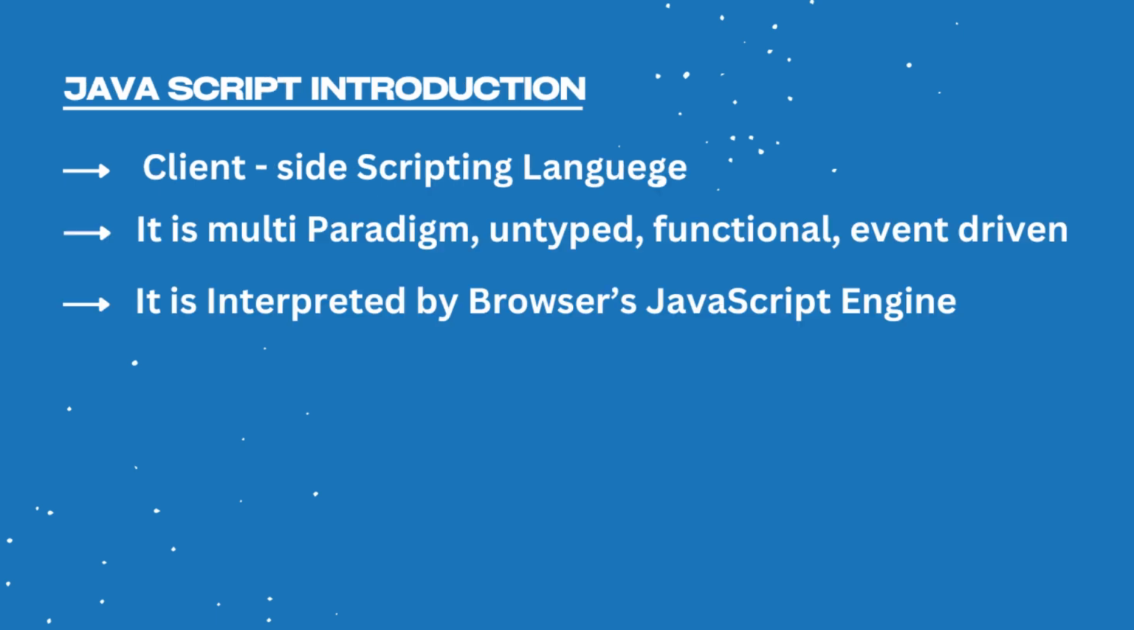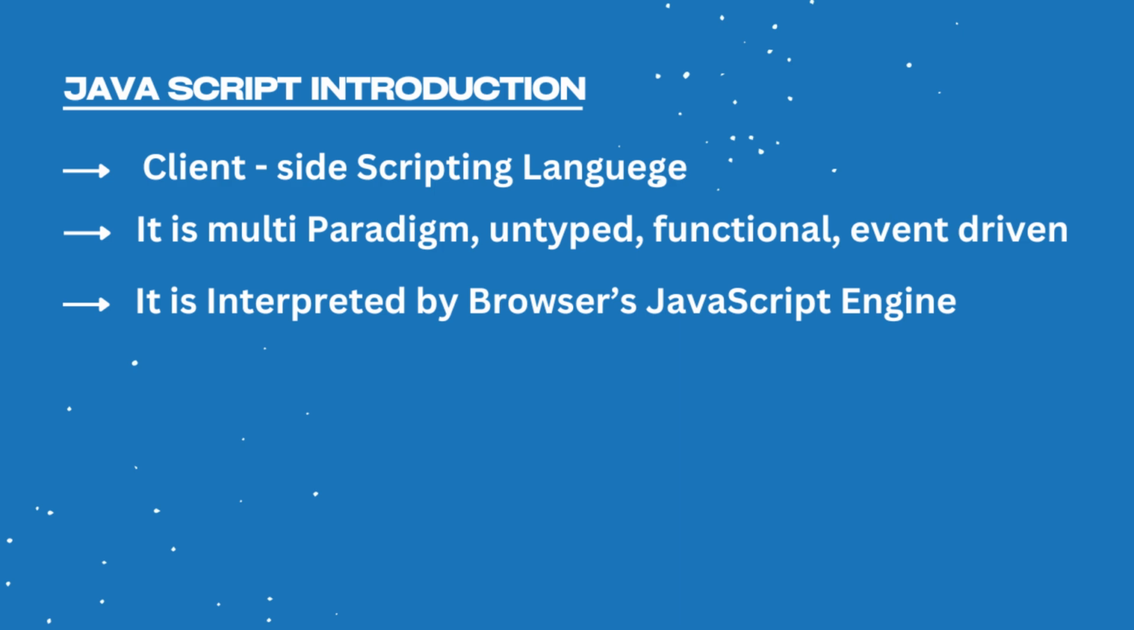So let's quickly understand what JavaScript is all about. JavaScript is a client-side scripting language. This simply means it runs directly on your browser, on your client side, not on your backend or server side. It is multi-paradigm. This simply means it can perform lots of functions like your animation, your validation, and so on.